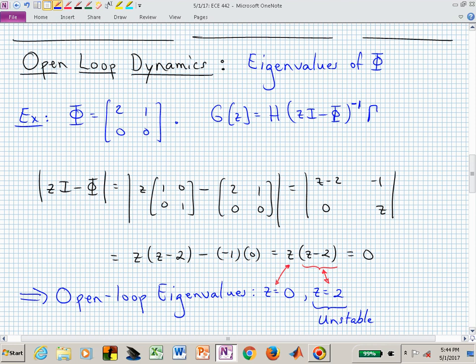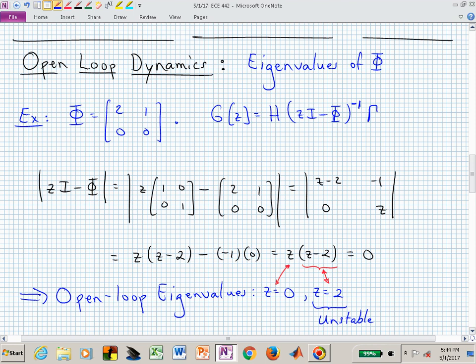If we do that, we have the product of the diagonals minus the product of the off diagonals, and we end up with this characteristic polynomial of z times (z minus 2). When we set that equal to 0, what values of z cause that characteristic polynomial to vanish? Those are our open loop eigenvalues. In this particular case, they are at the origin and at z equal to 2.